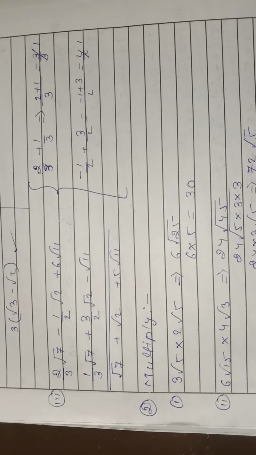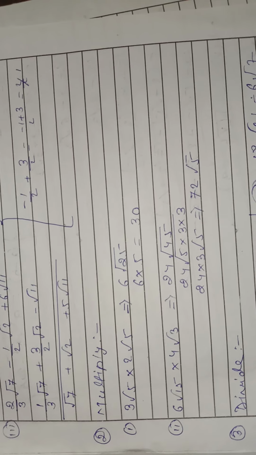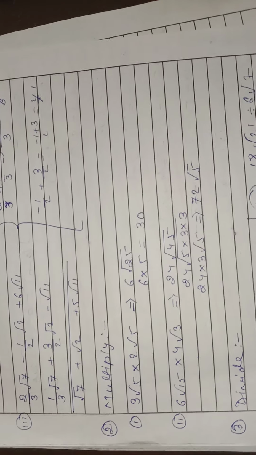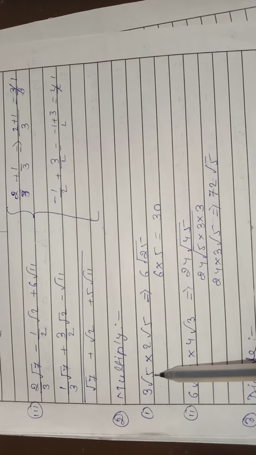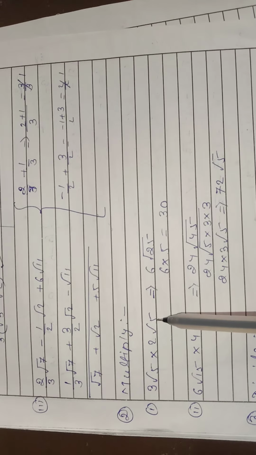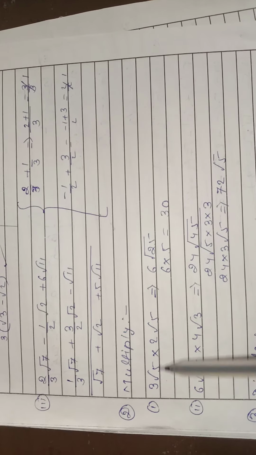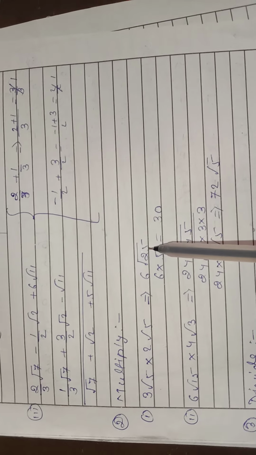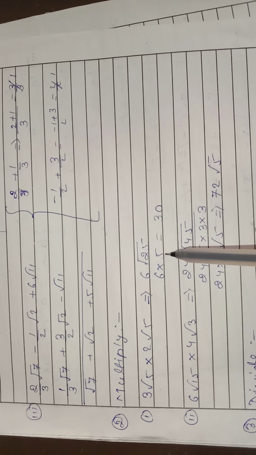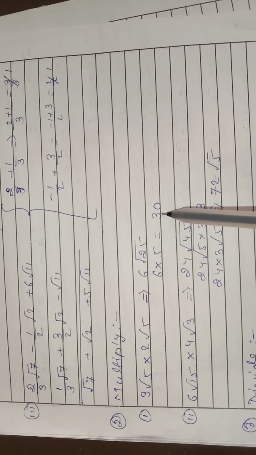Now the second operation is to multiply. How to multiply these numbers? Number will be multiplied by number. Root will be multiplied by root. So 3 2s are 6. Root 5 times root 5, that is root 25. And as we know, the root of 25 is 5. So 6 5s are 30.